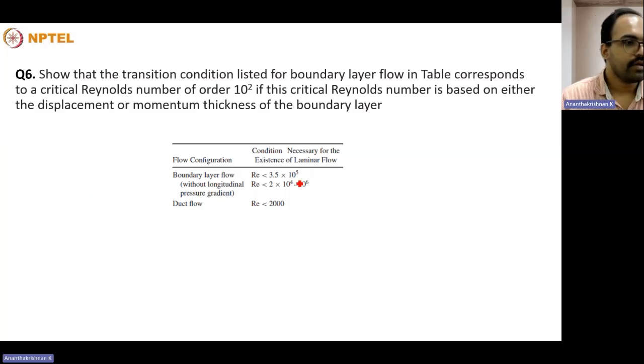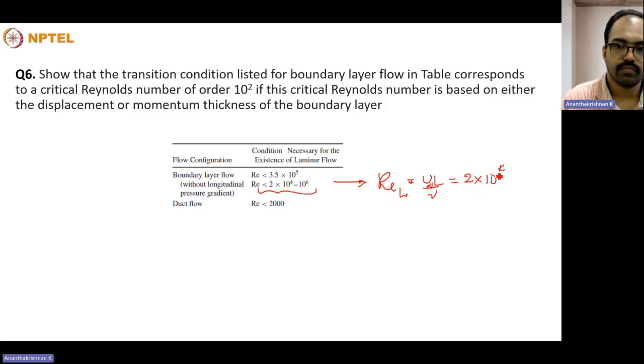The most conservative estimate shows that the Reynolds number should be less than 2 into 10 power 4 for the laminar case, and above that it will be turbulent. So Reynolds number with respect to L, equal to U infinity L divided by mu, is equal to 2 into 10 power 4.